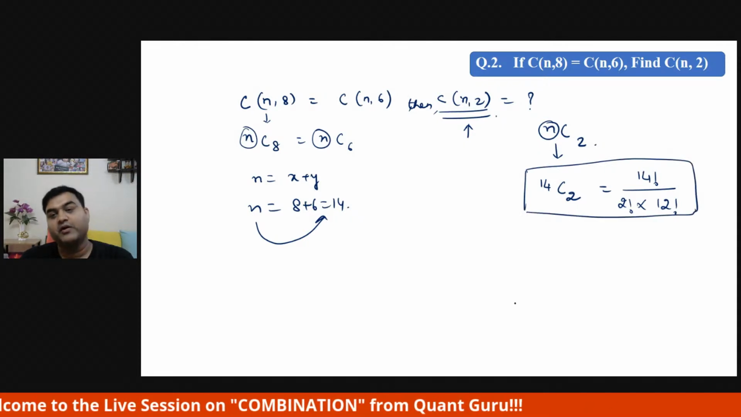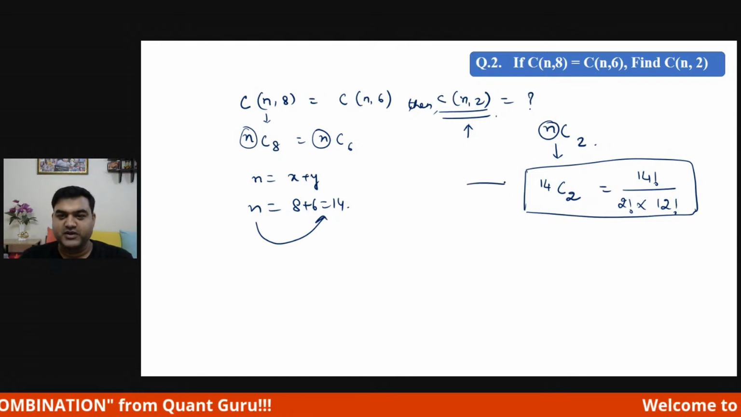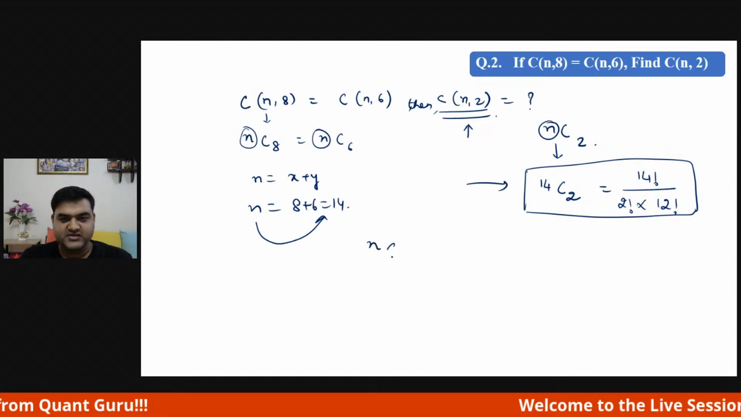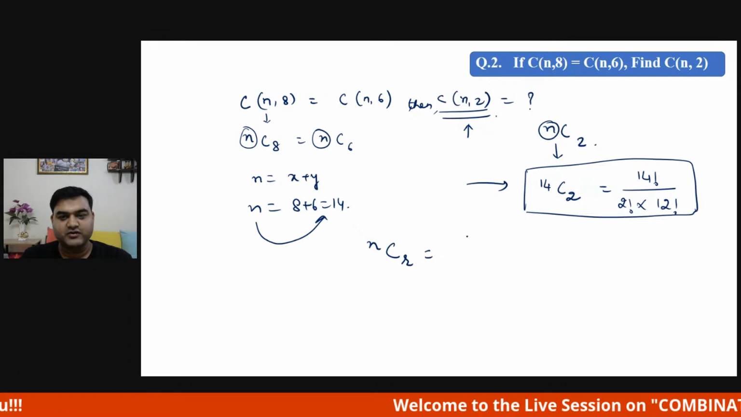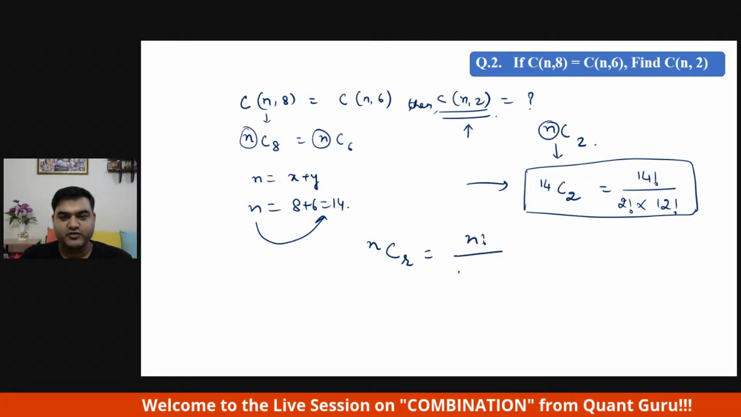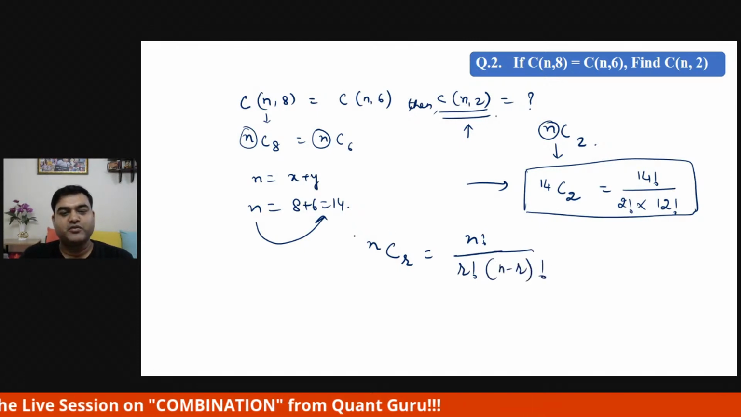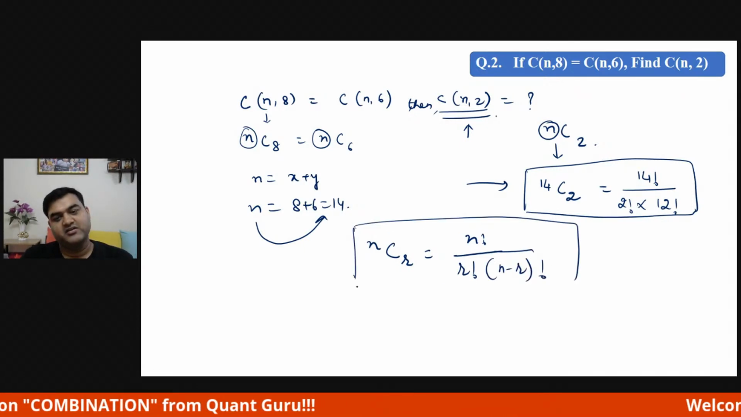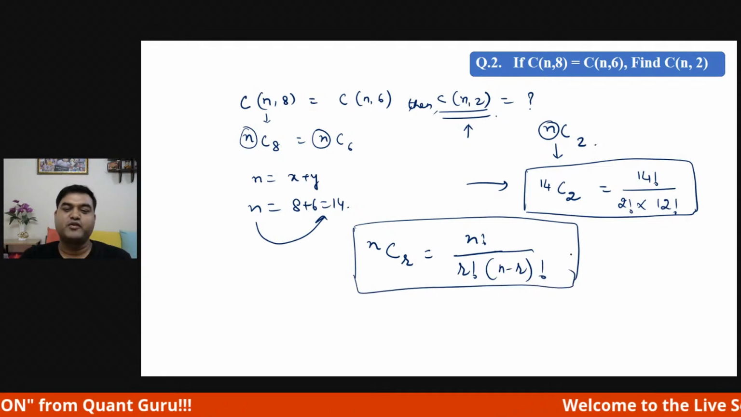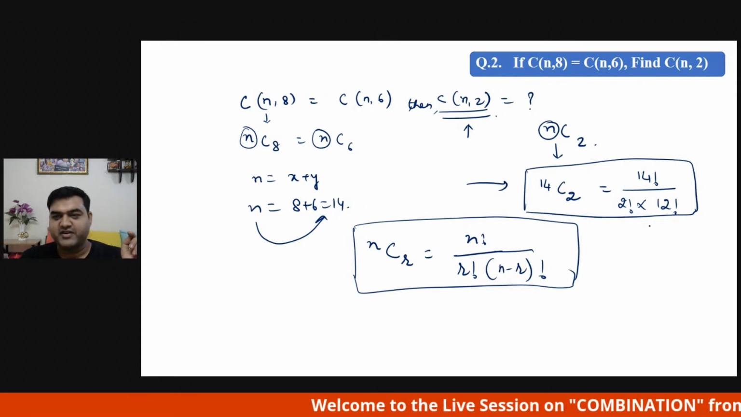Got it? Okay. Now, this is one traditional formula, right? nCr is equal to n factorial divided by r factorial into (n minus r) factorial, right? Now, you remember this, but I'll give you another formula which will save a lot of your time. We have written this much, right?